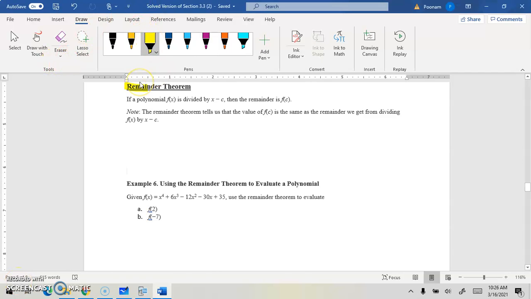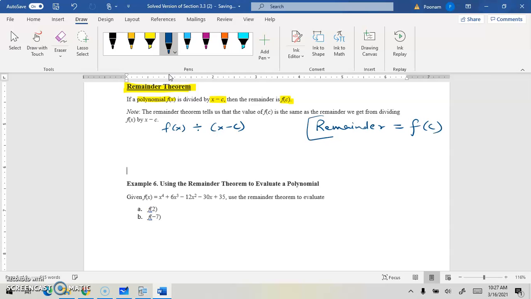Next we have the remainder theorem. What does the remainder theorem say? If a polynomial f of x is divided by x minus c, then the remainder is f of c. Okay, so another way to write it: if f of x is divided by x minus c and we get a remainder, then the remainder should be the same as f of c. Remember, it's a very important property. So the remainder theorem tells us the value of f of c is the same as the remainder we get by dividing f of x by x minus c.